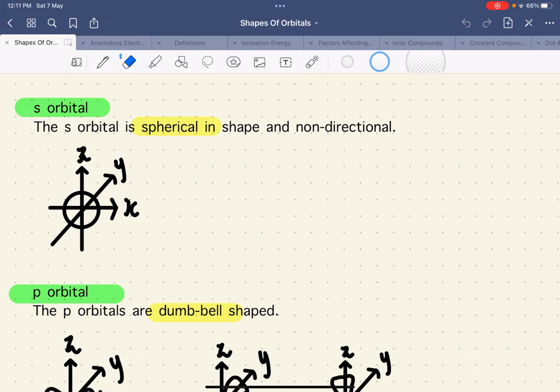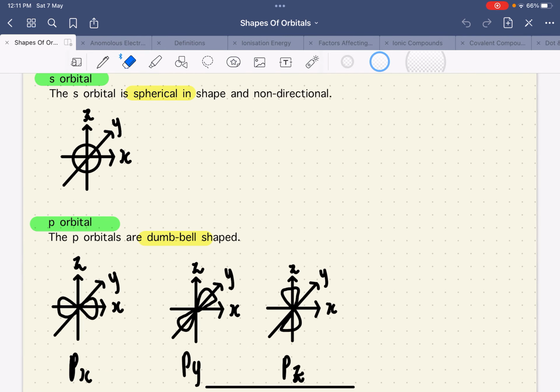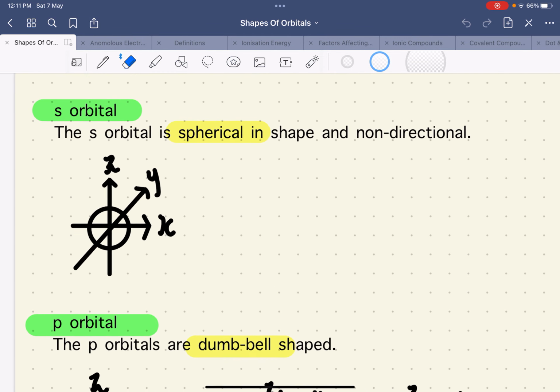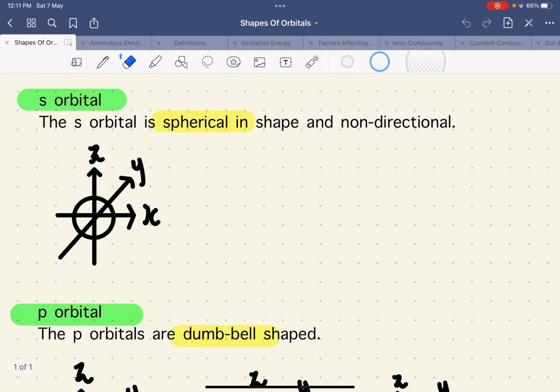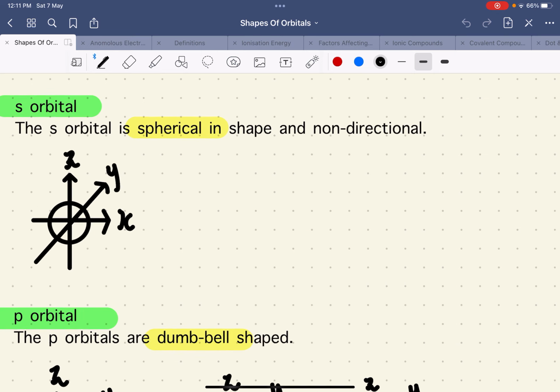Hi everyone, today I'll be going through the shapes of orbitals. Now, the shapes of orbitals are not much shapes, so it can be fairly simple if you commit them to memory, but we always would like to stress that familiarization and understanding is always more important than memory work.